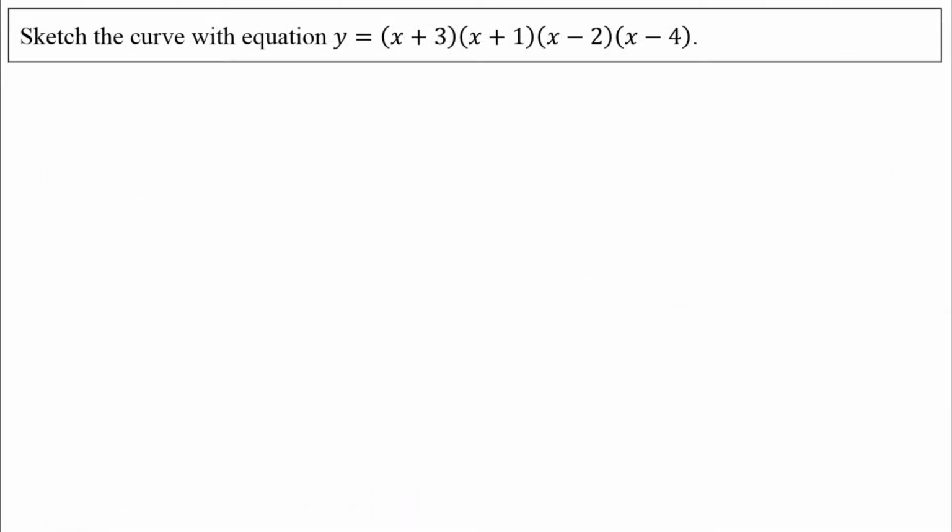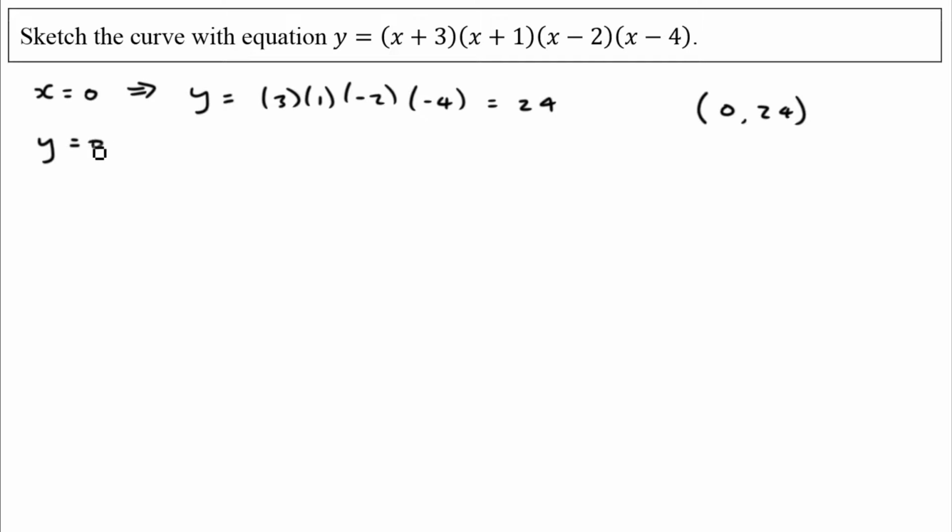We'll begin with this example. Sketch the curve with equation y is x plus 3, x plus 1, x minus 2, x minus 4. This is given to us in a nice factorized form which will make things easier for us. Let's begin by finding the intersection with the y-axis. When x is 0, that means that y is 3 times 1 times negative 2 times negative 4, which is 24, so therefore we know this curve passes through the point (0, 24).